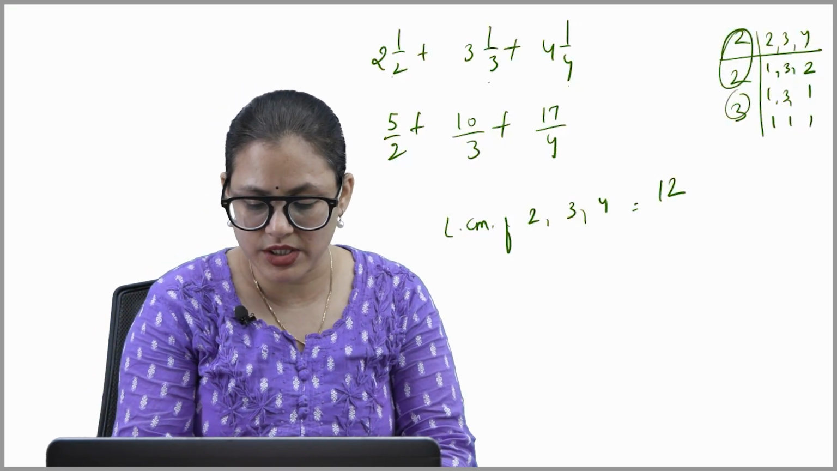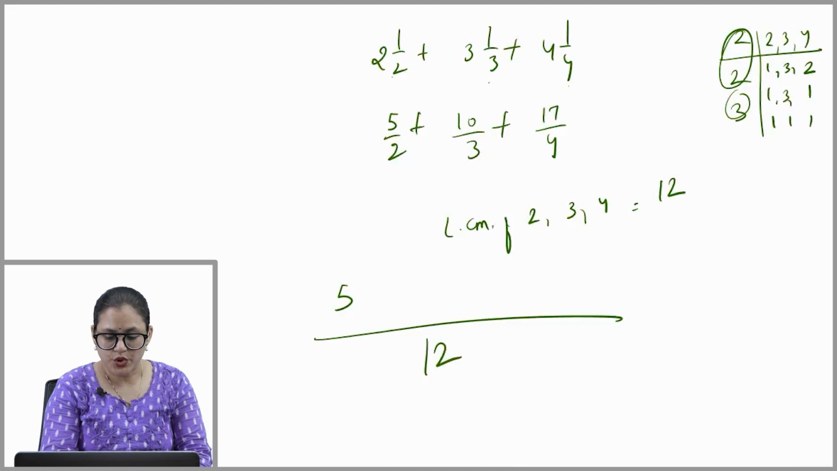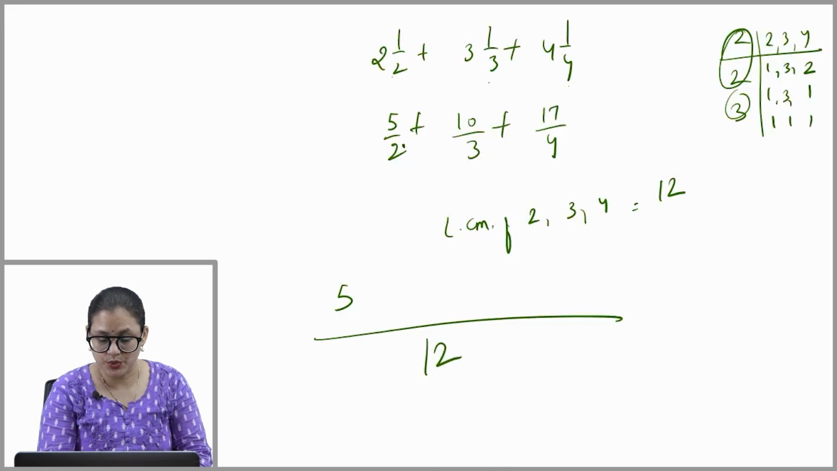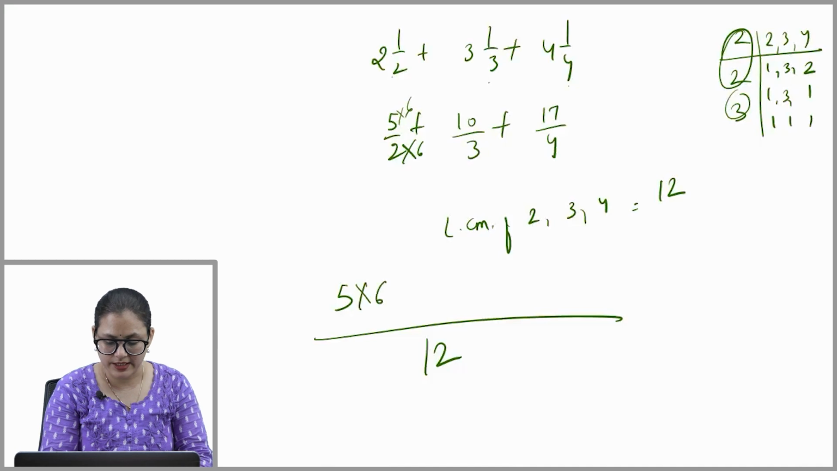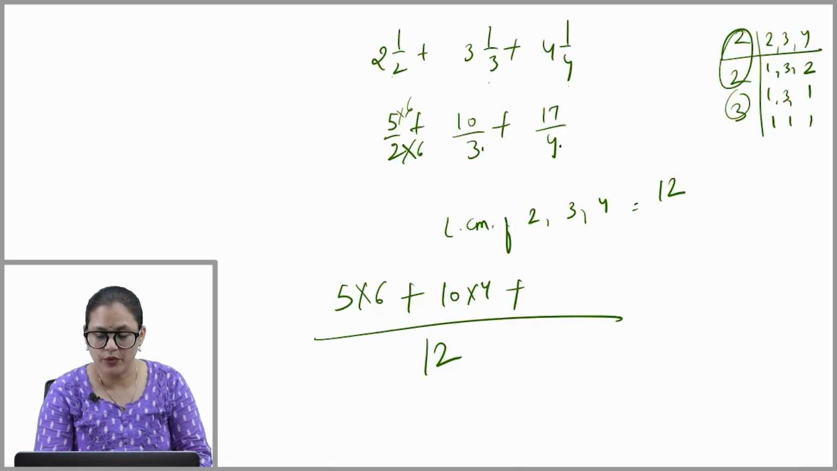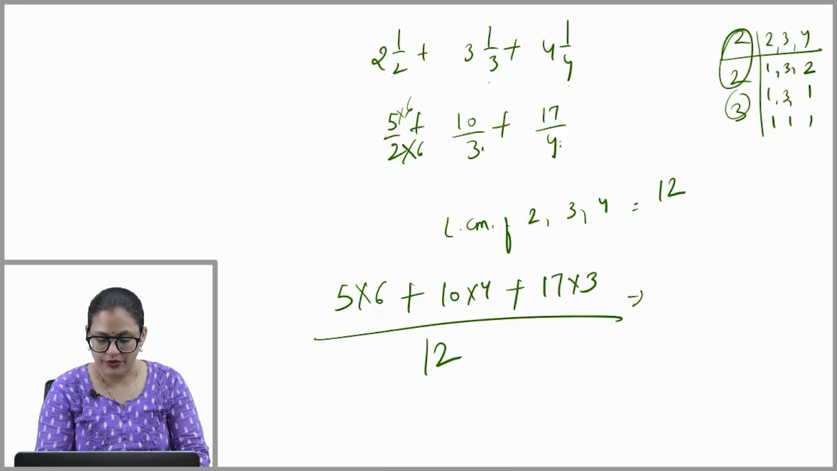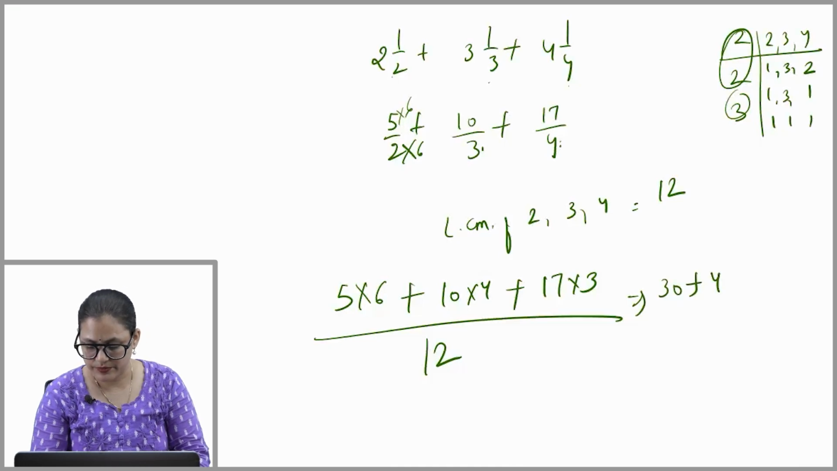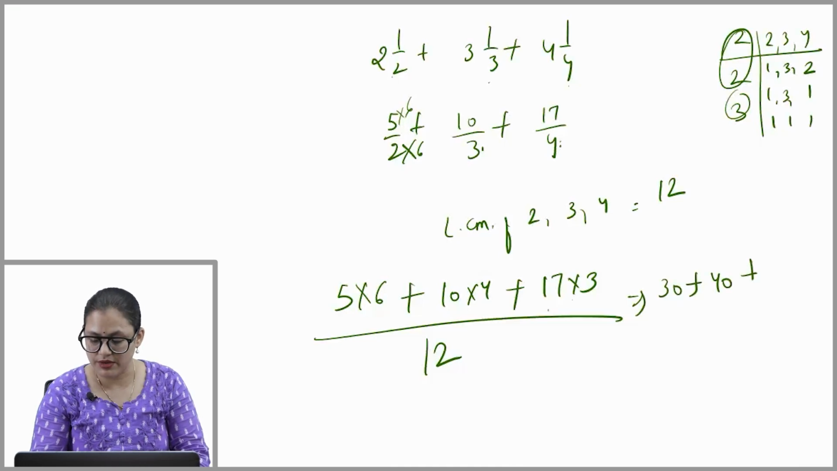Now, make the denominator 12. To make this number 2 into 12, we will multiply by 6. So we will also multiply 5 by 6. To make 3 into 12, we will multiply by 4 and we will also multiply 10 by 4. To make this 4 into 12, we will multiply by 3 and we will also multiply 17 by 3. Now 5 6s are 30 plus 4 10s are 40 plus 17 3s are 51.